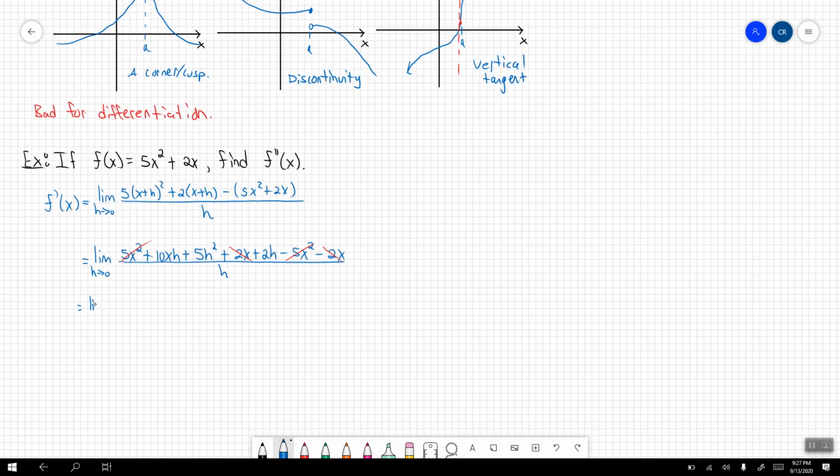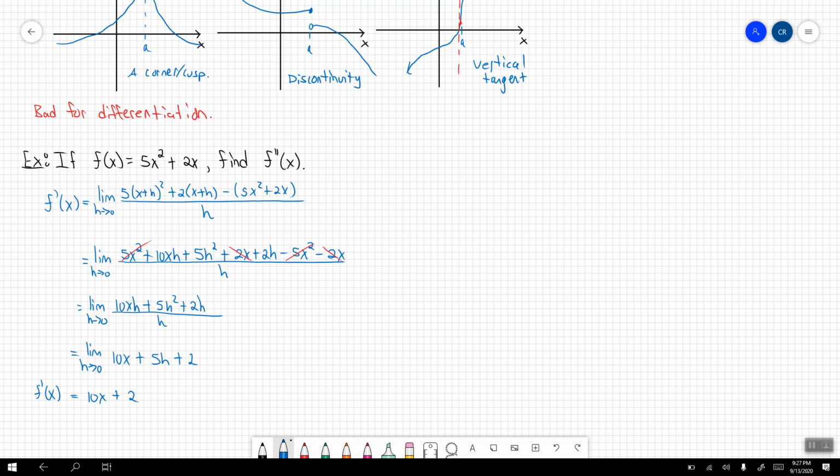More importantly, once they simplify, every single term in that numerator will have an h as a factor, which means we'll be able to simplify with one of the h's down below. So we then have 10x plus 5h plus 2. And as h approaches 0, naturally we're going to be left with 10x plus 2. And this is my derivative. This is f prime of x.